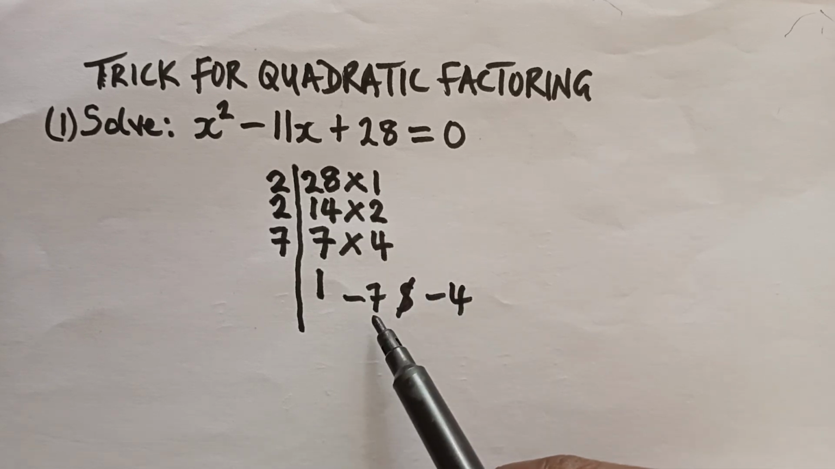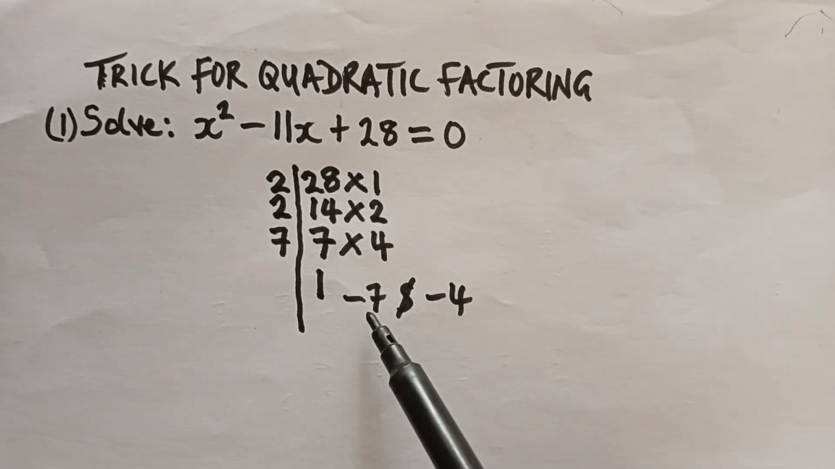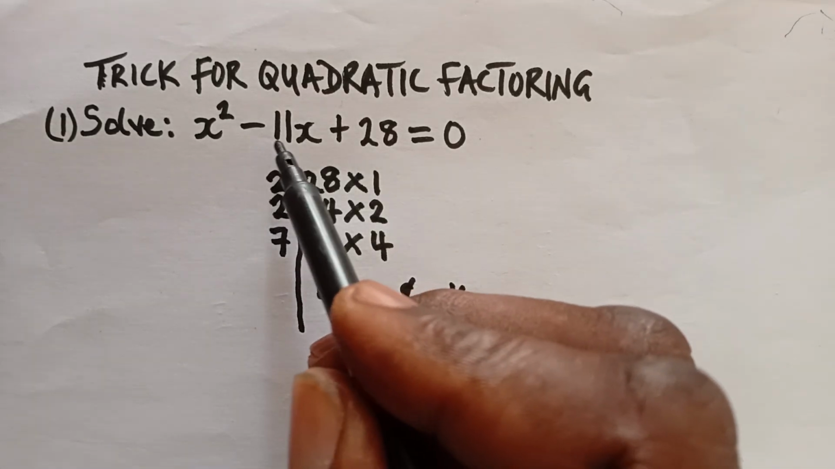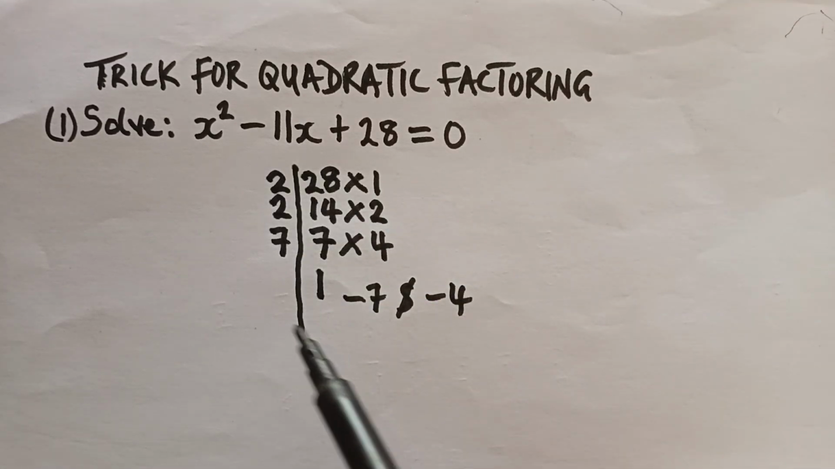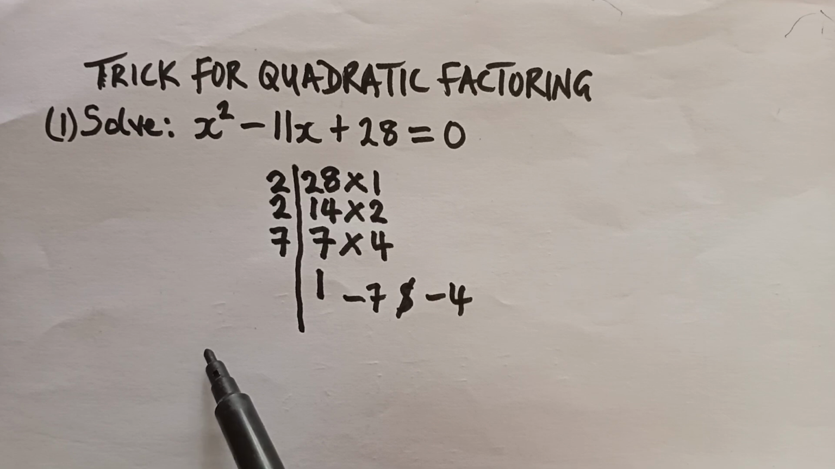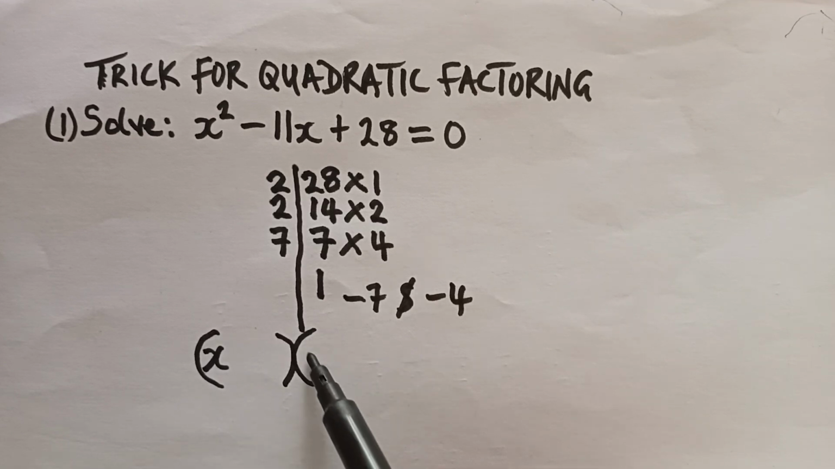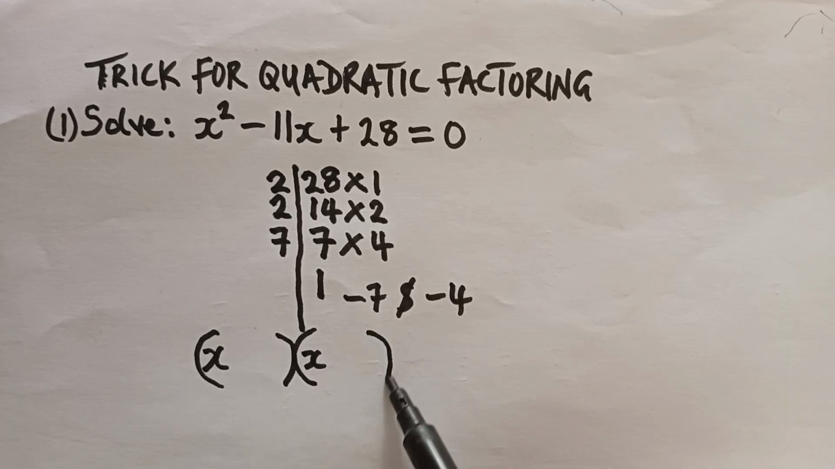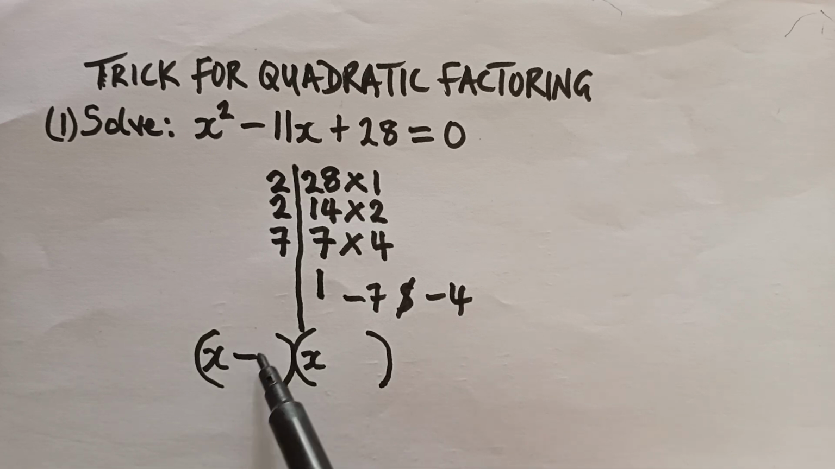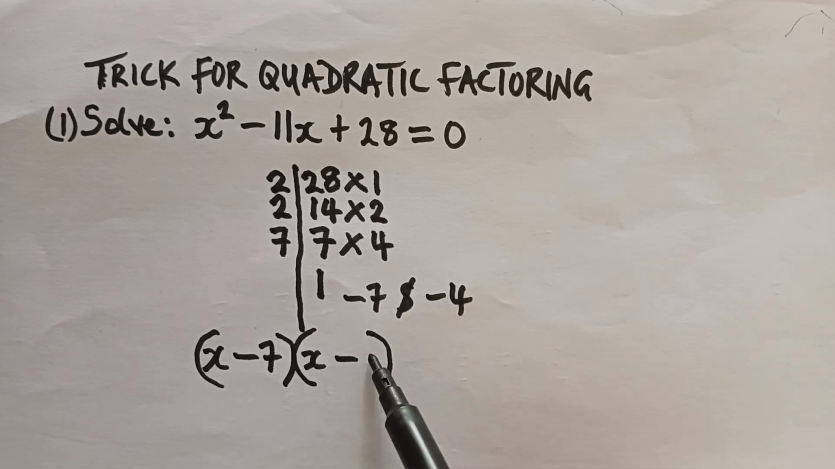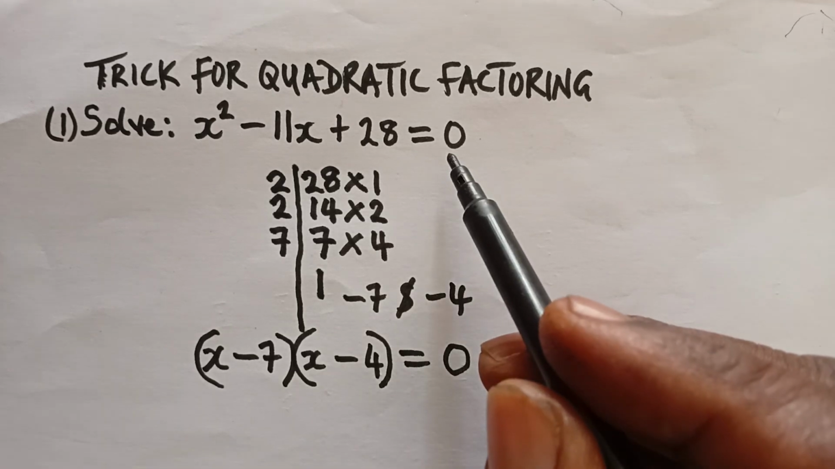If you multiply minus 7 by minus 4, it's going to give you positive 28. And if you add them together, it will give you negative 11. So that means we now have our factors. What you just need to do to factorize this now is to take x and open up brackets, put another x here, and then you close the bracket. So you now put in these factors that we have obtained. We put minus 7 here, and minus 4 here. And we'll say it's equal to 0. Don't forget, it is an equation.